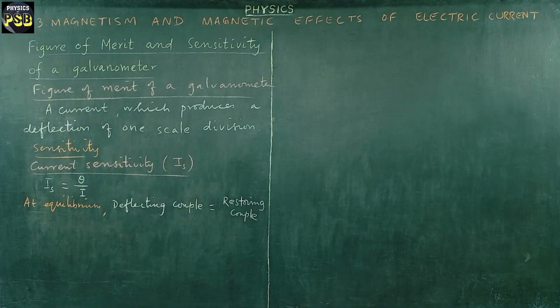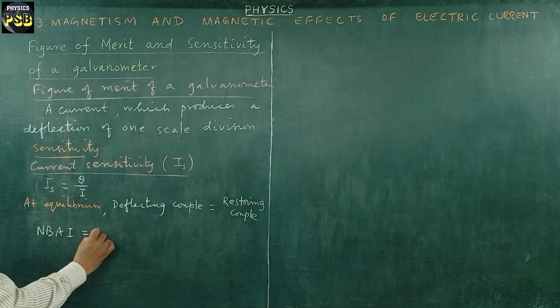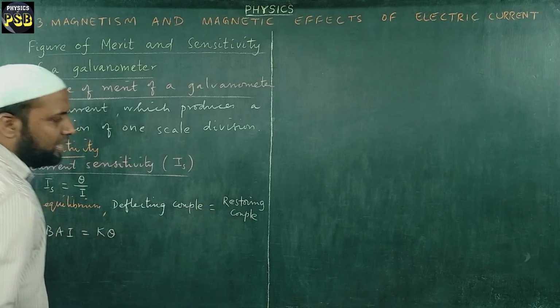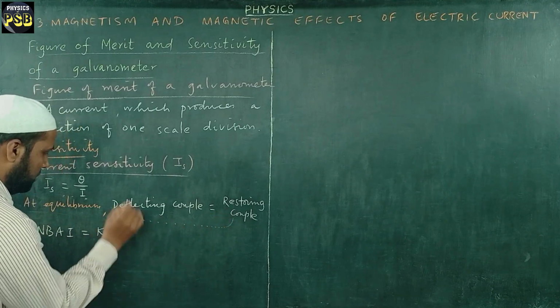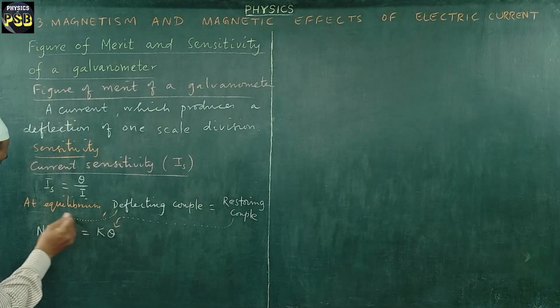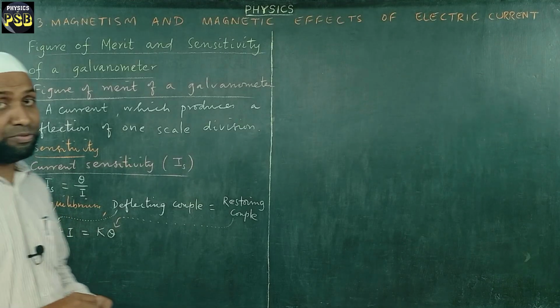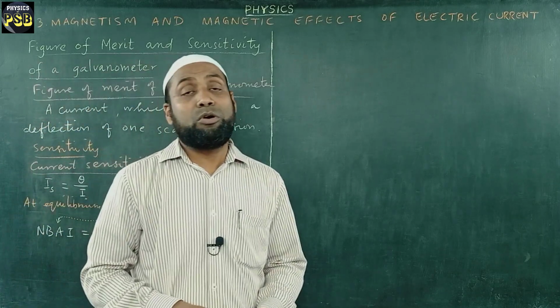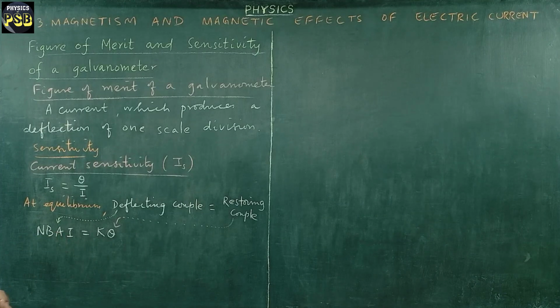Here, deflecting couple is given as NBAI, which is equal to K theta. Here, K theta is nothing but the restoring couple, and NBAI represents the deflecting couple. Well, this we have studied in the previous video, which is about a moving coil galvanometer. To get more information about this, kindly go watch that video.